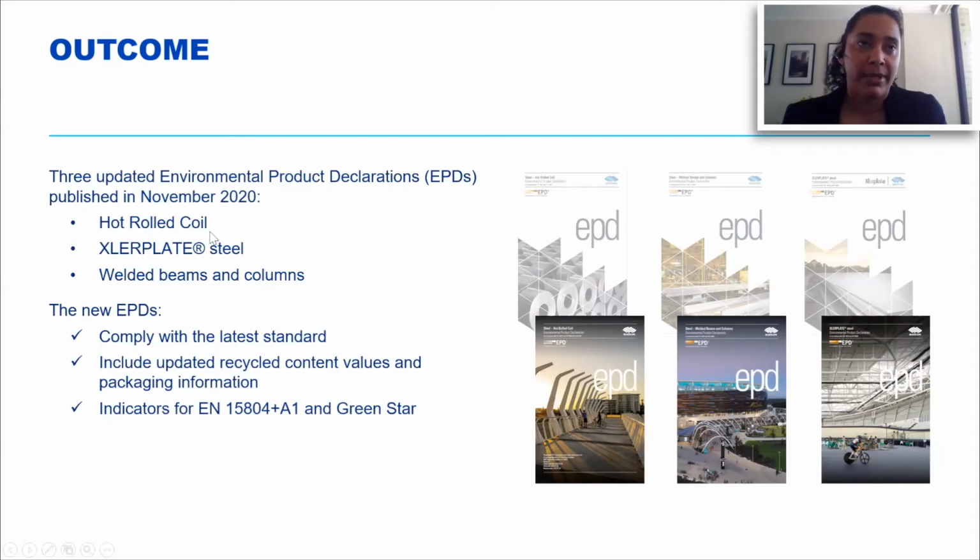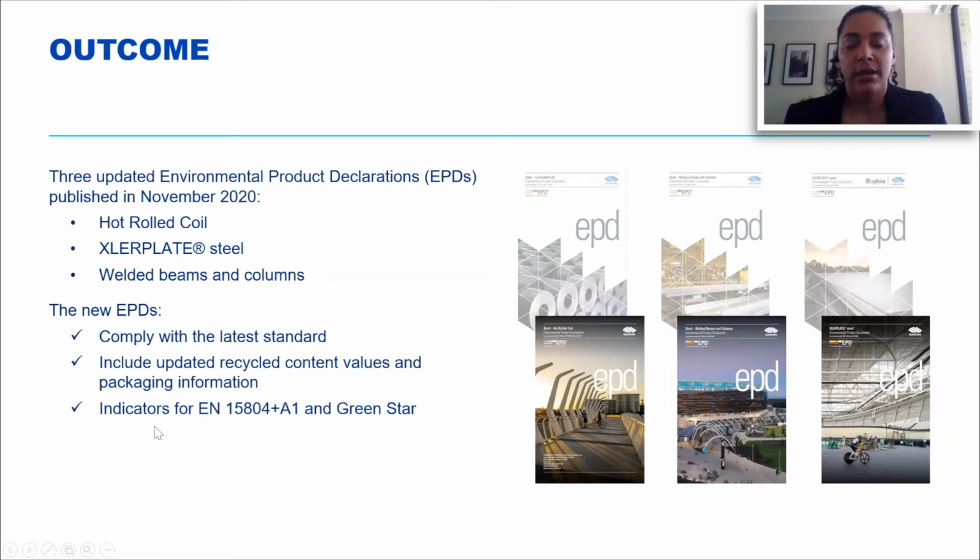So we published 3 EPDs: the hot rolled coil one, the Exceller plate steel one, and welded beams and columns. And what's new within our EPDs, basically that's what we have been discussing throughout this webinar. So we comply now with the latest standard, 15804+A2. We have included the recycled content values and the packaging information.